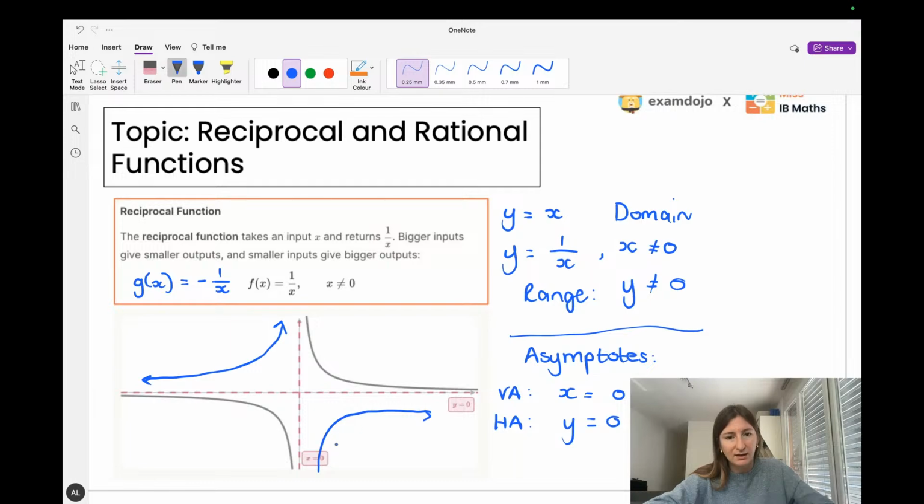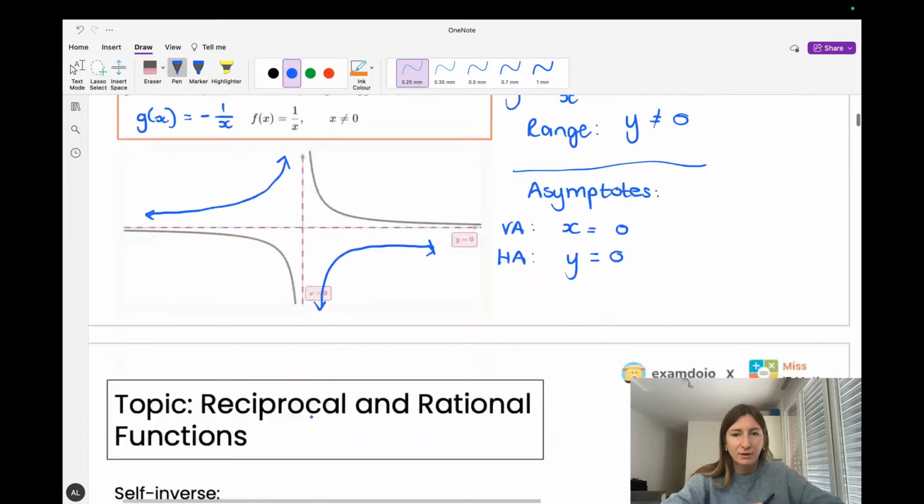If that x had a negative, they would be in these two quadrants. So those are reciprocal functions, and we can do different transformations to our reciprocal function that can maybe move it a bit to the left or move it up or down, and we're going to have a look at that.